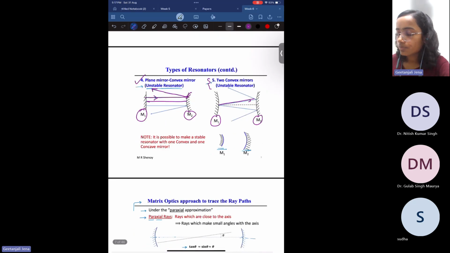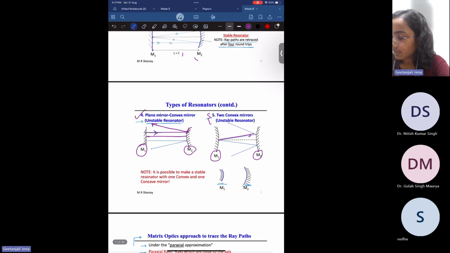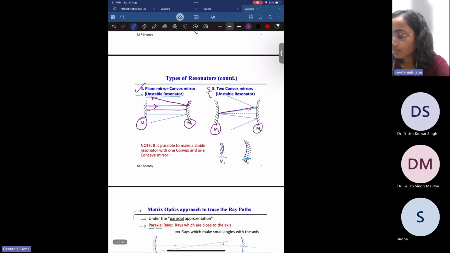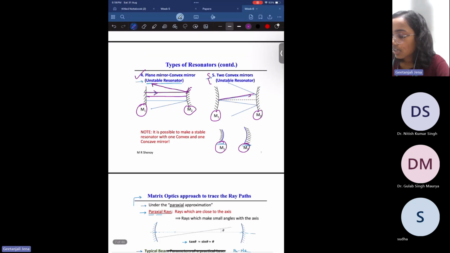And another type, if you take one convex and one concave. So if you make some parameterization, like take some specific values of F and R, then you can make a stable resonator with one convex and one concave mirror. Okay, let's see in the next few slides.